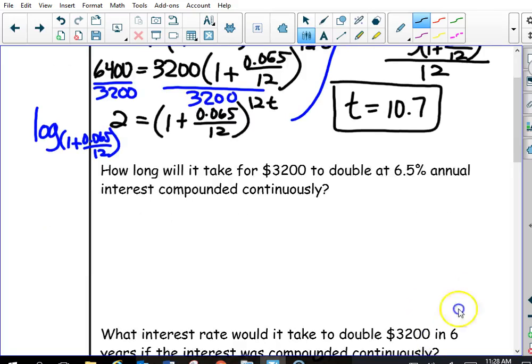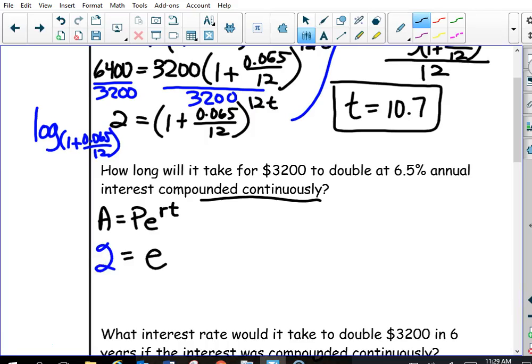Okay, same question, but they're telling us that it compounds continuously, and that equation is the Pert equation. Okay, a lot simpler. And I'm also going to start with that idea that if I'm going to double my amount, so A and P are going to be the 6,400 and the 3,200, I'm going to just skip that step and write 2 equals e to the, my rate is again 0.065 times time.